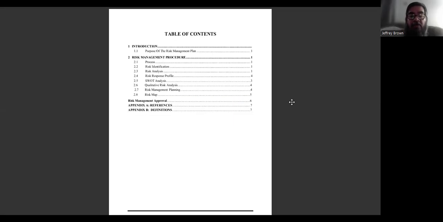So, here's the introduction, the table of contents. We'll do the purpose of the risk analysis management plan, process, risk identification, risk analysis, the risk response profile, my SWOT analysis. We'll go over the qualitative risk analysis, the risk management planning, my risk map, and then some references and definitions.